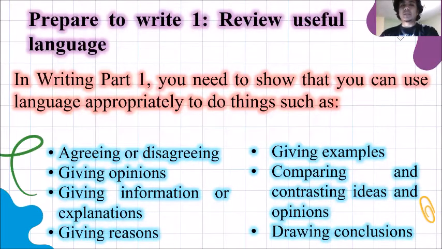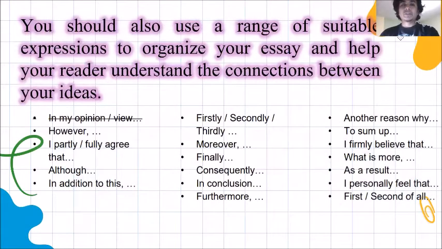Prepare to write 1. Review useful language. In writing part 1, you need to show that you can use language appropriately to do things such as agreeing or disagreeing, giving opinions, giving information or explanation, giving reasons, giving examples, comparing and contrasting ideas and opinions, and drawing conclusions. You should also use a range of suitable expressions to organize your essays and help your reader understand the connection between your ideas. We have here some expressions that you can use.